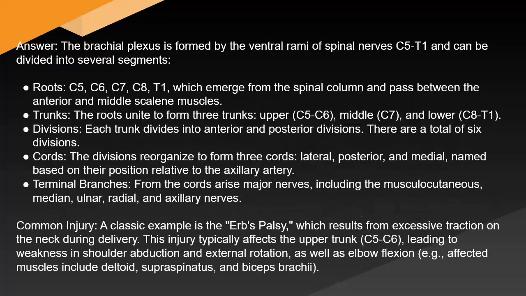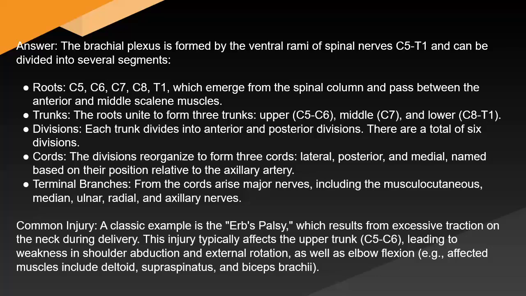Answer: the brachial plexus is formed by the ventral rami of spinal nerves (C5-T1) and can be divided into several segments. Roots (C5-T1) emerge from the spinal column and pass between the anterior and middle scalene muscles. Trunks: the roots unite to form three trunks: upper (C5-C6), middle (C7), and lower (C8-T1). Divisions: each trunk divides into anterior and posterior divisions. There are a total of 6 divisions.